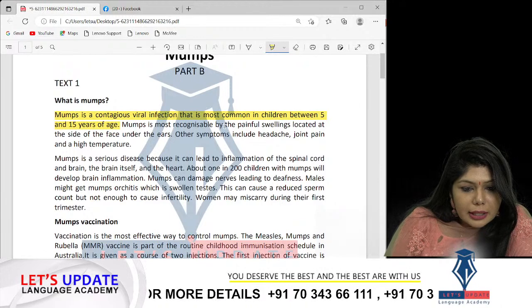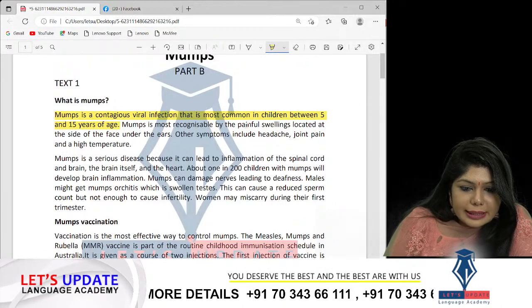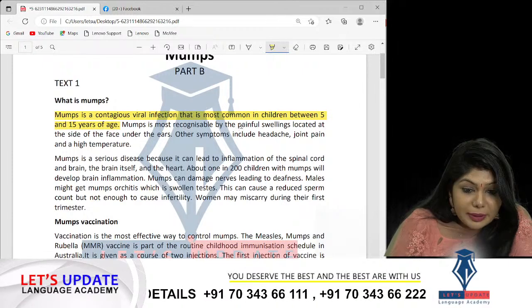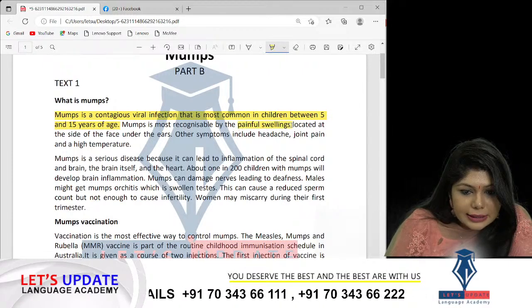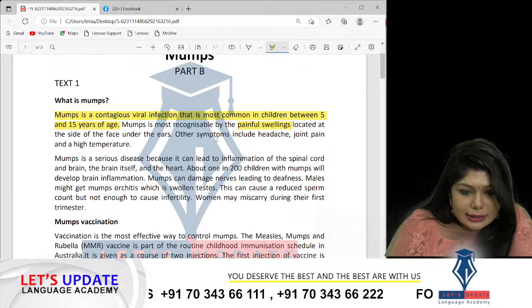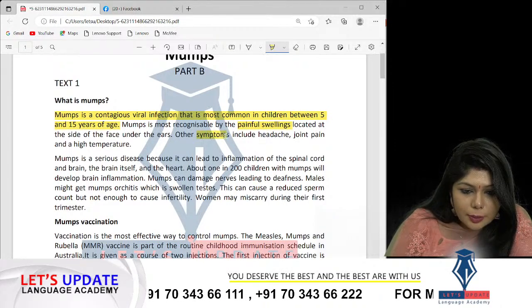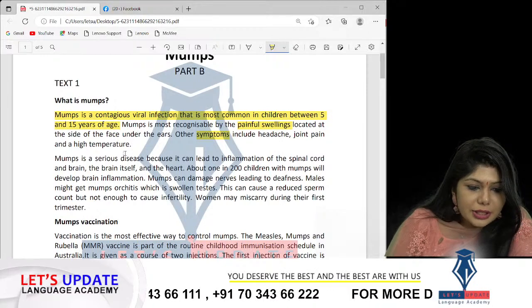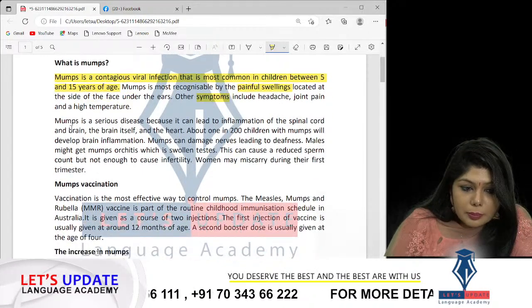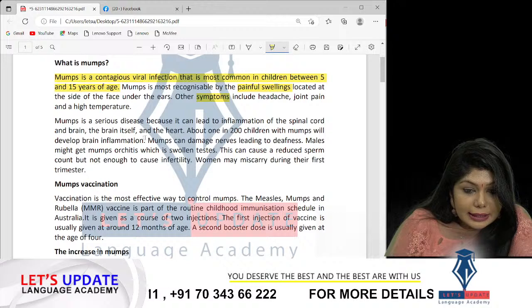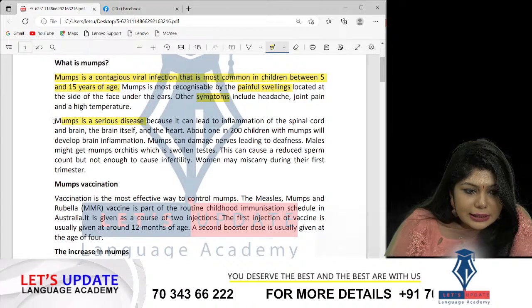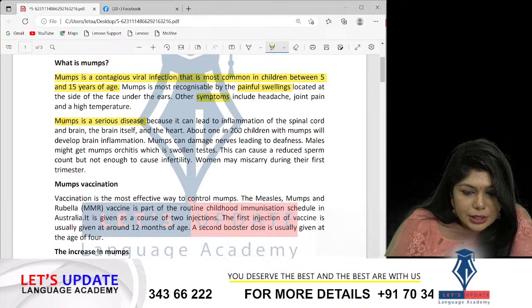These are the kind of symptoms that they observe. Mumps is most recognized by the painful swellings located at the side of the face and under the ears. Other symptoms, again symptoms, include headache, joint pain, and high temperature. Then they are coming to why mumps is a serious disease and the information related to that.